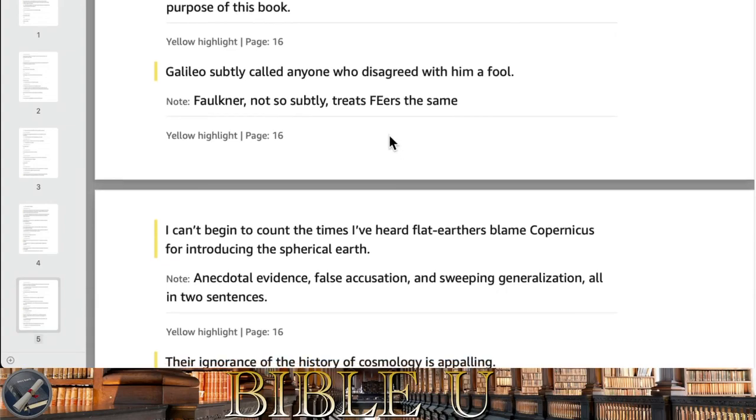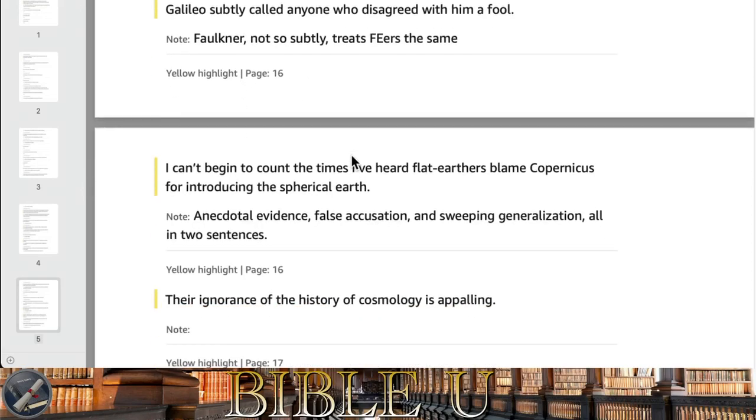Then later on this page 15, Galileo subtly called anyone who disagreed with him a fool. And note in this book that Faulkner, not so subtly, treats flat earthers the same, and it will get worse as the book goes on. It starts out in an attempt to be somewhat ironic, rather than ironic, although it managed to do both at the same time, but it will get more trollish and decidedly uncivilized as the book goes on. But you can decide that for yourself. This is my opinion, and that's all I'm giving.